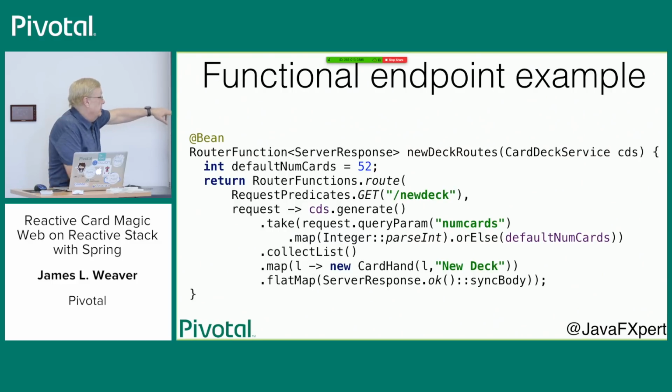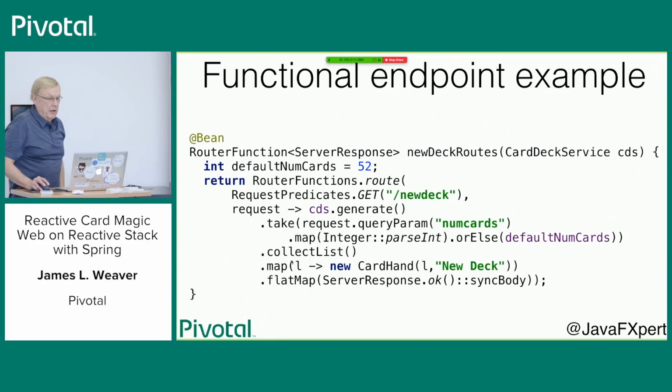Here we're just setting the default number of cards to 52. And then to actually define the routes, we are using request predicates, one being get, new deck. We're going to say the route is /new deck. And then when a request comes in, we're going to take that card deck service and generate a bunch of cards using the same kinds of operators that we used for the other one. And I'm going to walk through what those operators are.